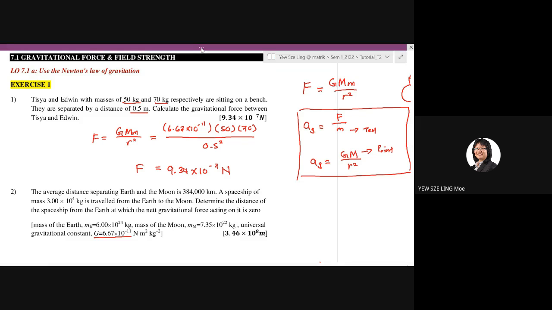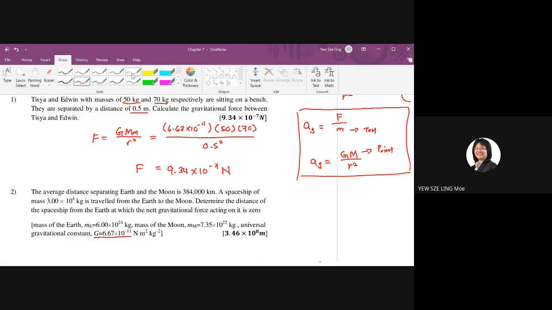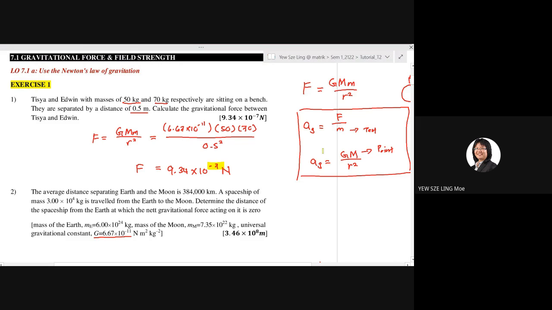So as you can see now, you have a very, very small force, with a value of about 9 times 10 to the power of negative 7. Therefore, it is not significant and it can be neglected. Therefore, you won't feel the force between you and another person. It is very, very small and it won't affect your daily life.